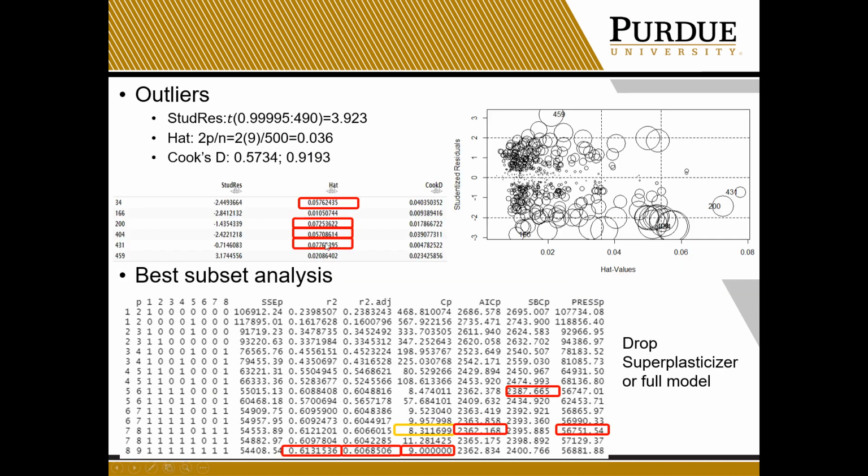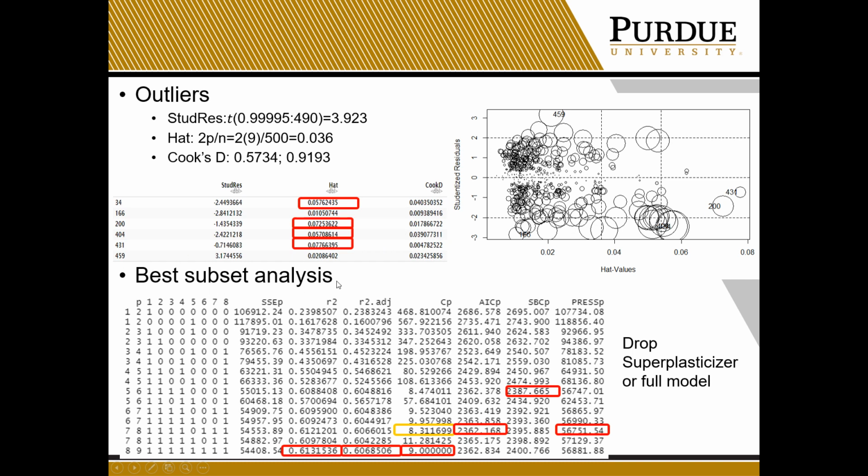Next, I check the outliers. Based on the figure, we can see that there are several outliers. And then we check in the table that there are no outliers on Y, but there are several outliers on X. And there is no influential case based on the Cook's D.